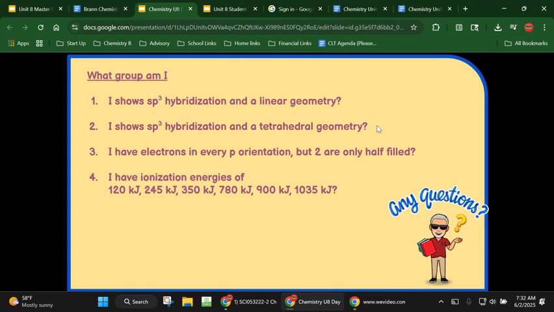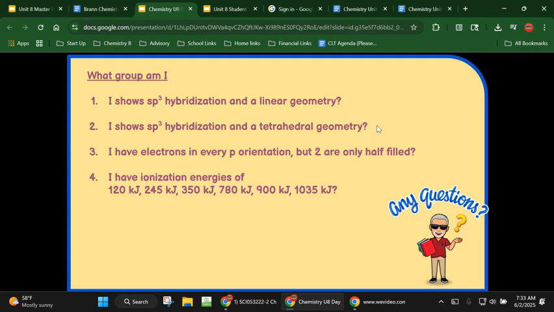Okay, slow down. Let everybody have a chance to look around. All right. Group 14, the carbon family, ladies and gentlemen. They show sp3 hybridization because they use 4 total pairs of electrons. The difference here is that all of them are bonding. All 4 pairs are bonding pairs, no lone pairs. So they have a tetrahedral shape.